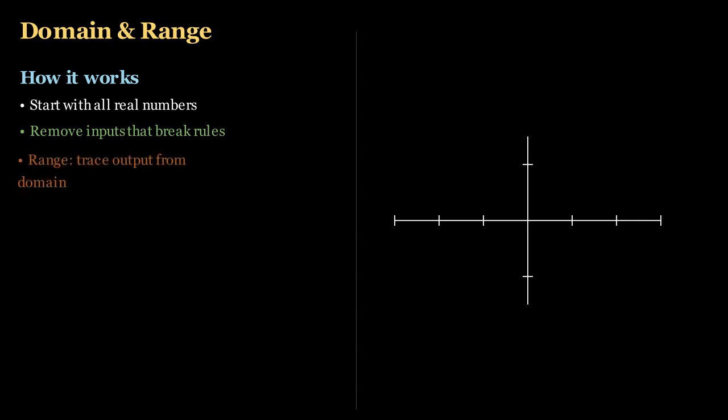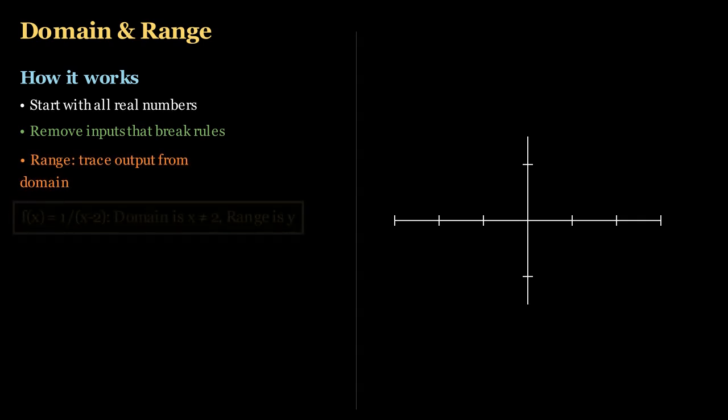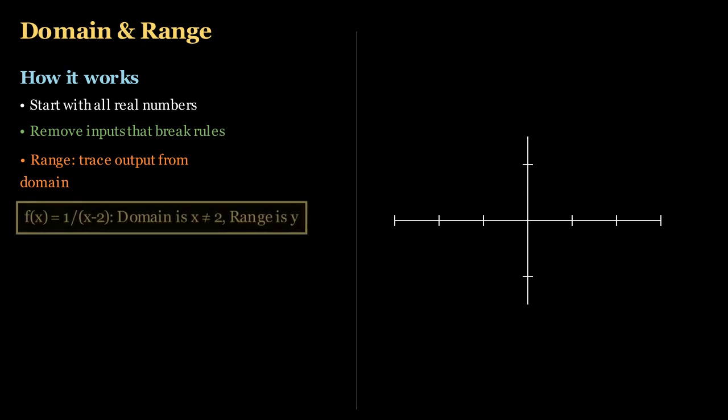For the range, we look at the outputs the function can produce when we feed in every number from the domain. Sometimes you can see it from a graph, the y values the graph actually covers. Other times you solve for x in terms of y and see what y values are possible. For our example, 1 over x minus 2, the output can be any real number except 0, because a fraction like that is never 0.